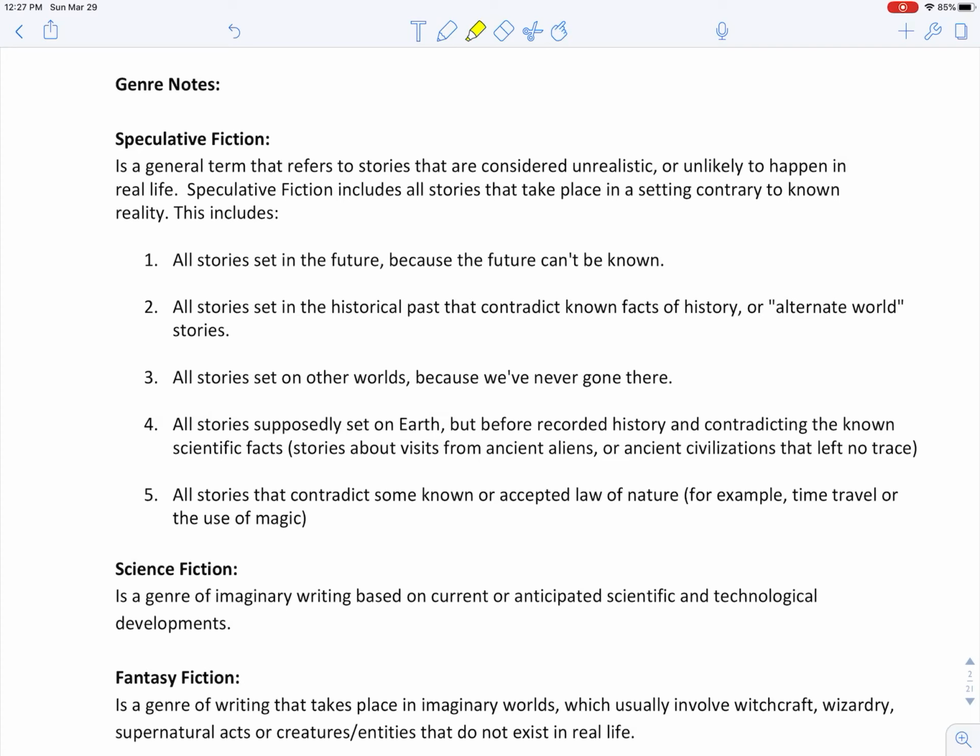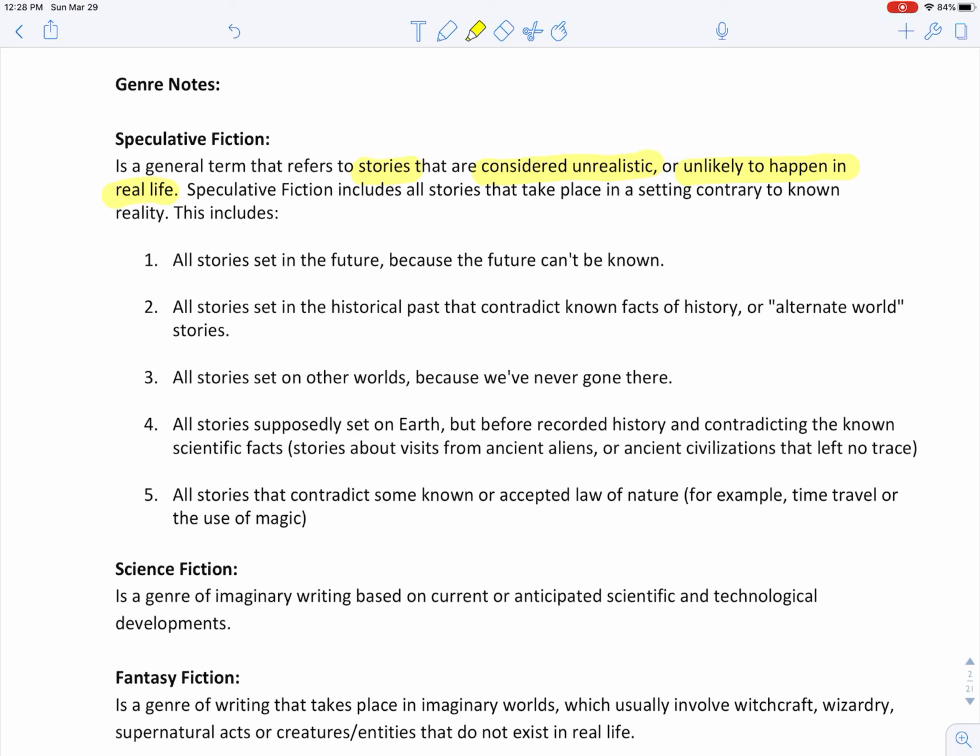Speculative fiction is a very big umbrella that refers to a lot of different stories, but they all have one thing in common. They're stories that are considered unrealistic or unlikely to happen in real life. That means anything that seems so completely strange and out of the ordinary that it could never happen to you, that would be considered a speculative story. Now, within speculative fiction, there are a lot of other little subgenres and categories, but some of the ones listed below are ones that you'll be familiar with.